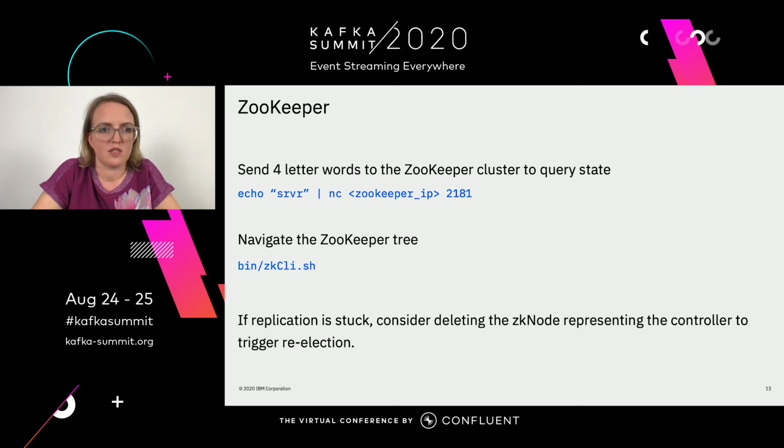The other thing that's useful is the ZK CLI clients that lets you navigate around the Zookeeper tree. And one of the particularly useful things around that is if your replication has stopped. Because you can go and delete the controller ID in the Zookeeper tree, and that will prompt a re-election of the controller without actually having to restart any of your brokers.